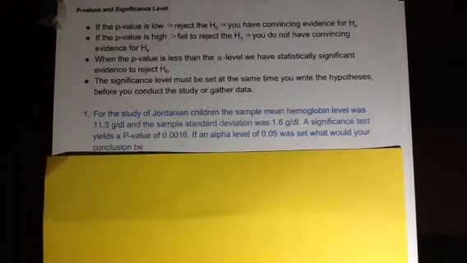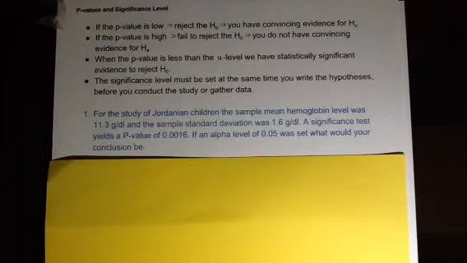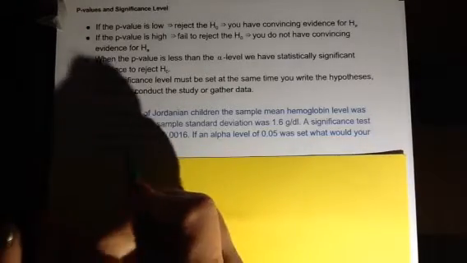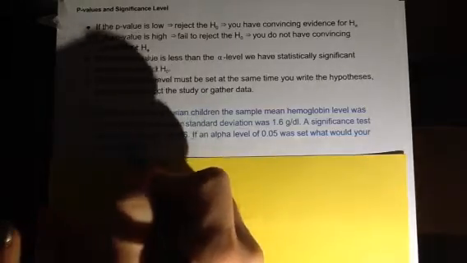So we're going to look first at our study from the Jordanian children again. The sample mean hemoglobin level was 11.3 and the sample standard deviation was 1.6. A significance test yields a p-value of 0.0016. If an alpha level of 0.05 was set, what would your conclusion be? Now we'll go through how to find those calculations and how to run all that in the later sections, but for now we're just purely making our decision. And we're making our decision based on our p-value being evaluated at that alpha level.